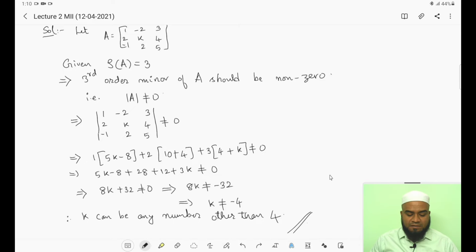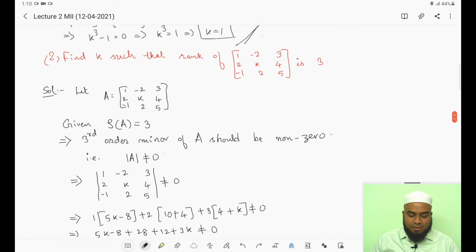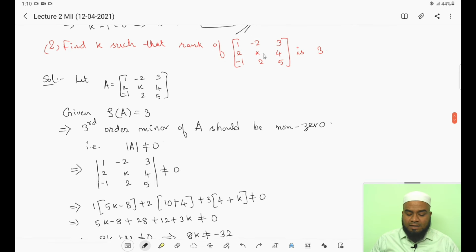Okay, in today's class we have discussed how to find the values when the rank of a matrix is given and some value is not given. For example, in this question, k is not given, the rank is given for this matrix, and we are asked to evaluate this k. For this kind of problem, we use the definition of rank of a matrix by using minors.